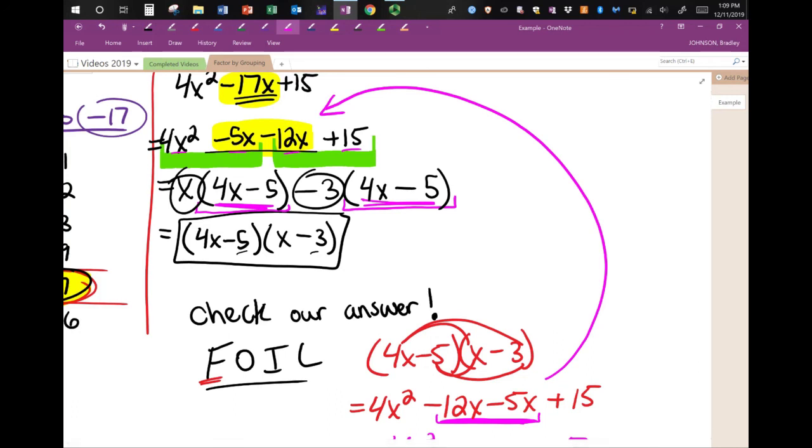It really doesn't matter, because when you add, adding the order doesn't matter. Same thing with multiplication.